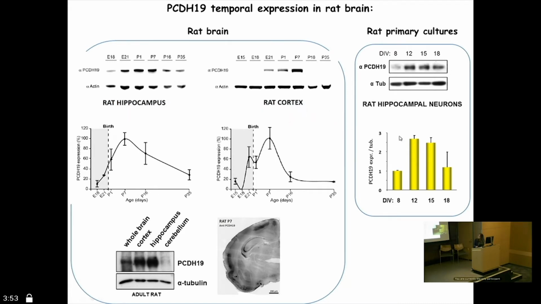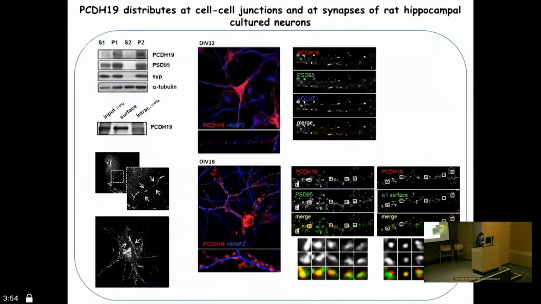In parallel, here you can see that also in primary cultured neurons, the maximum expression of protocadherin 19 was found during synaptogenesis. So these results indicate that protocadherin 19 is probably involved in synaptogenesis. In the next experiment, we analyze the localization of protocadherin 19 in cultured neurons, and first in heterologous cells.